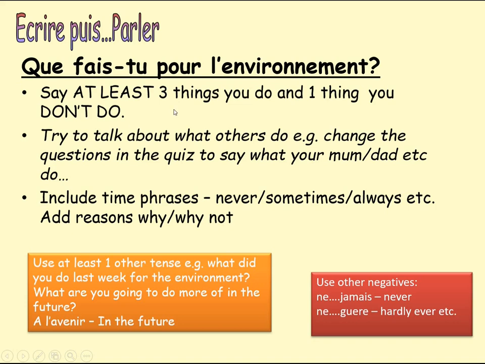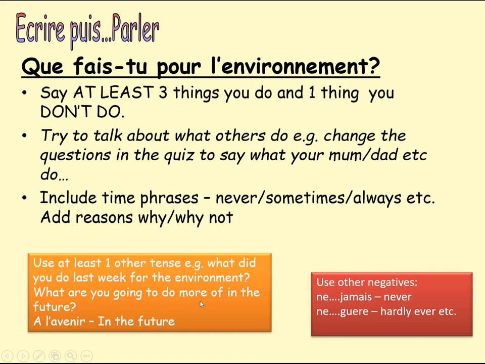What I would like you to do is say at least 3 things you do and 1 thing that you don't do. Try and talk about what other people do. So, for example, change the question and explain about this quiz part in a second. You can use it to help you write your answer, but you can change the person. Include some time phrases. Is it that you always recycle? Is it that you sometimes take a bath? Do you never turn off the lights? So remember, we've done lots of other negatives, like I never do, I hardly ever, I no longer, ne plus. See if you can use those, okay?